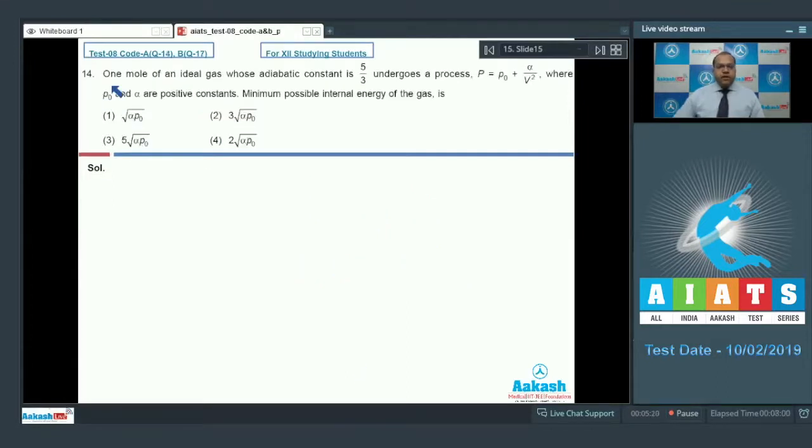In question number 14, 1 mole of an ideal gas whose adiabatic constant is 5 by 3 undergoes the process P is equal to P naught plus alpha by V square, where P naught and alpha are positive constants.